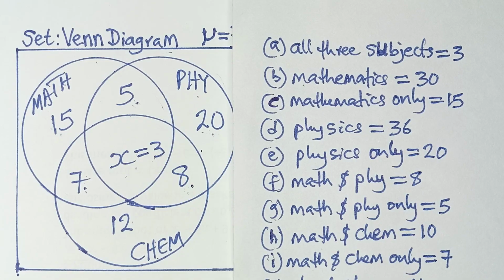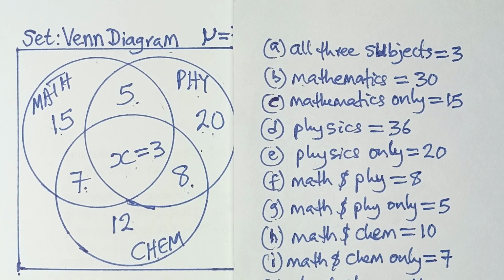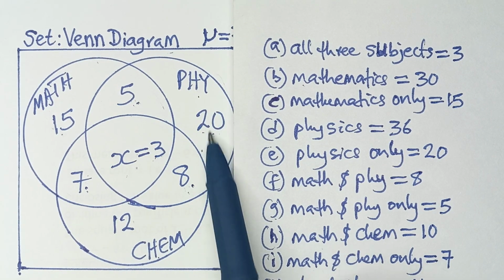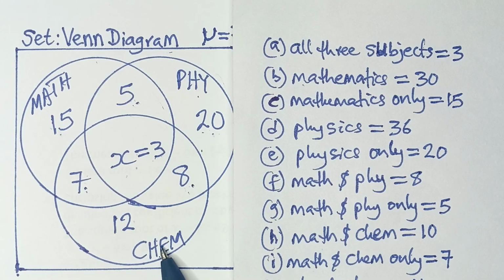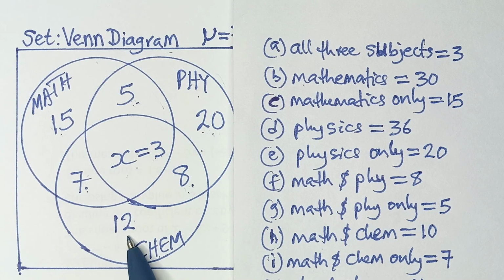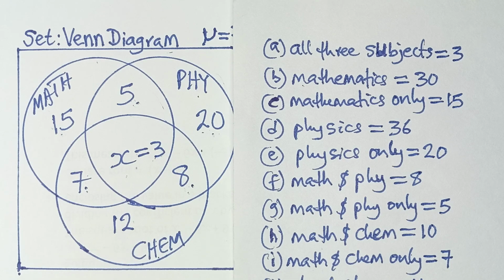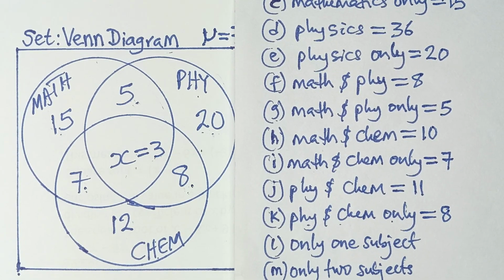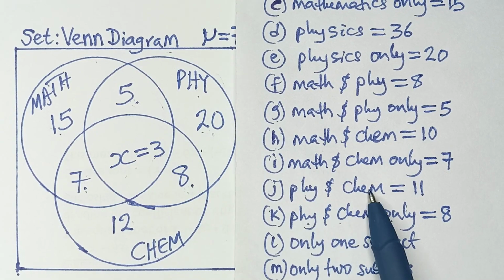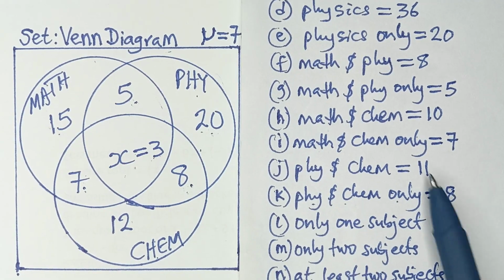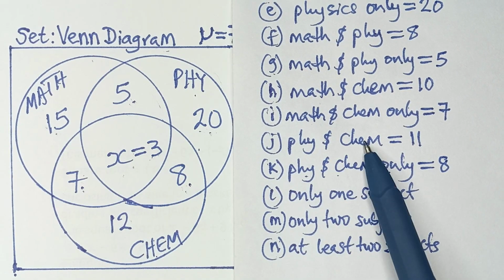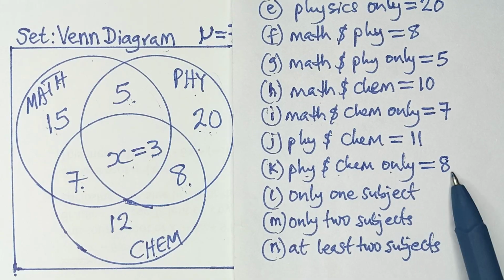And then the next question says only one subject. So if you check, this is those that offered mathematics only, those that offered physics only, 20, and those that offered chemistry only, and that is 12. Don't forget the number of students that offered physics and chemistry will be 11 that we have here. As I've shown before, physics and chemistry is 11, physics and chemistry only 8.